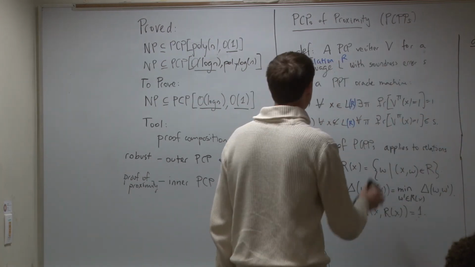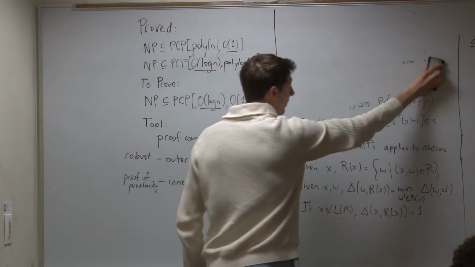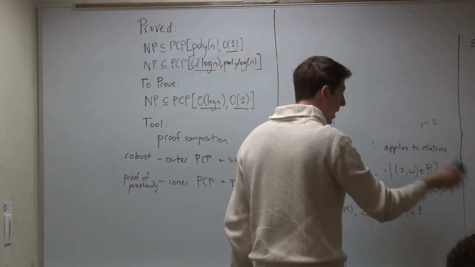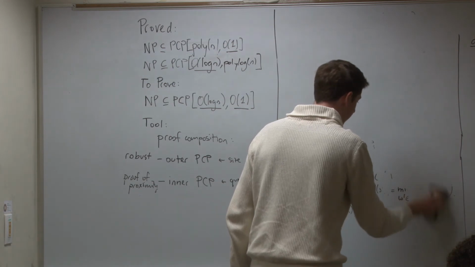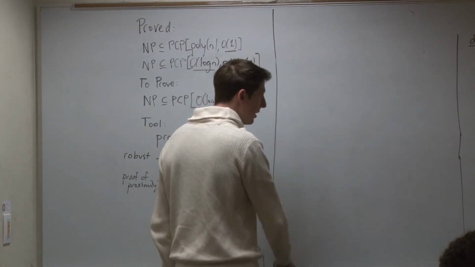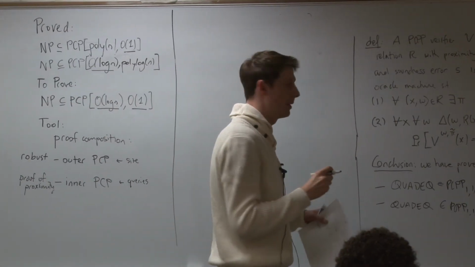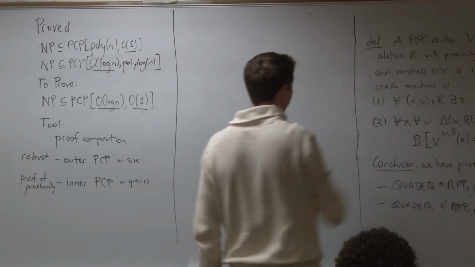So that's fine. Now we want to understand just how general this result is. Can we say something for all of NP? And if not, why not? Because when we get to proof composition, we don't necessarily want to haggle about the specific language. That might not be convenient.